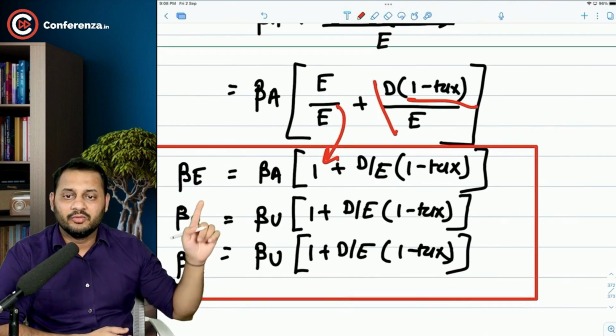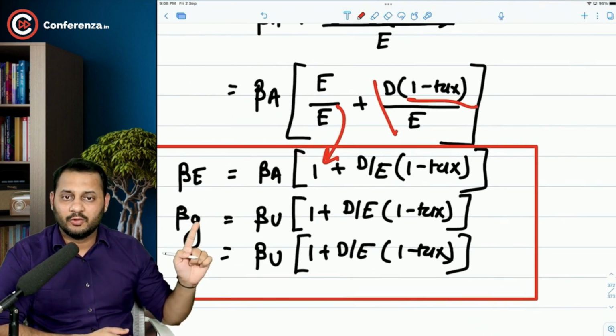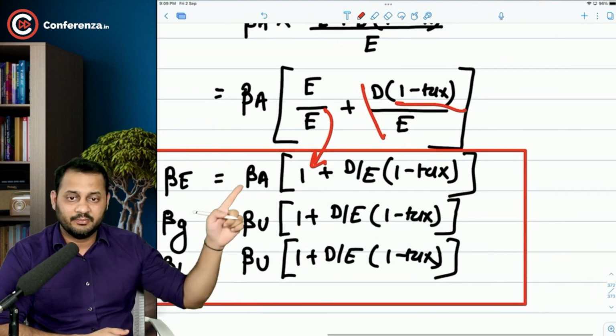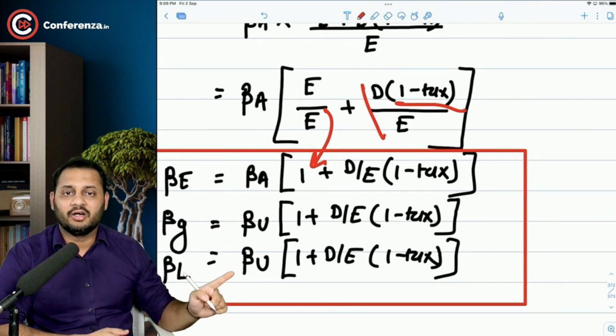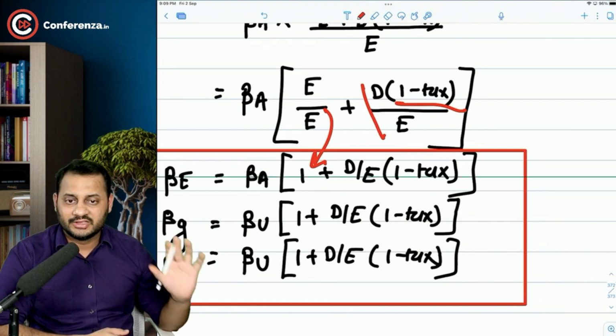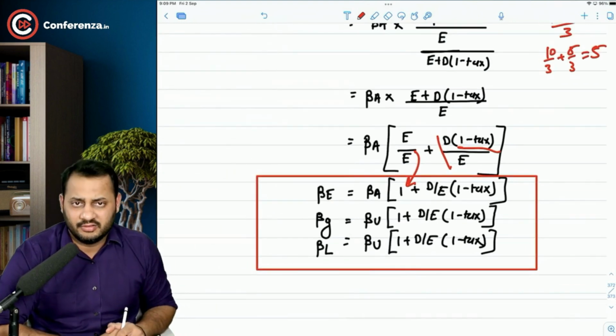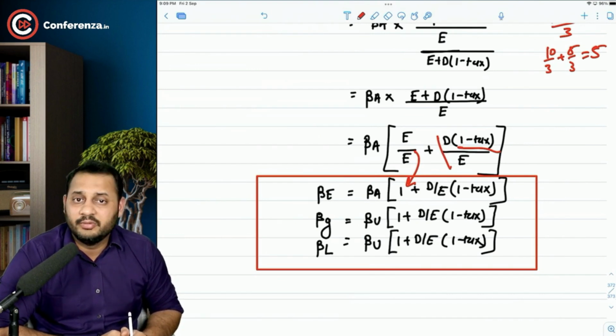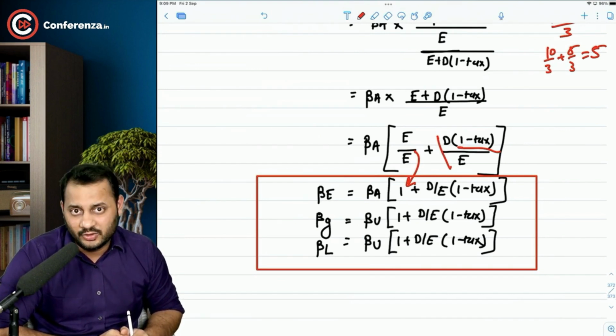Now you can write down equity beta as geared beta or levered beta, and the asset beta as ungeared beta or unlevered beta. So this is the formula that you need to understand. It will take a lot of time, a lot of practice to remember this formula, but it will be used in our calculation.